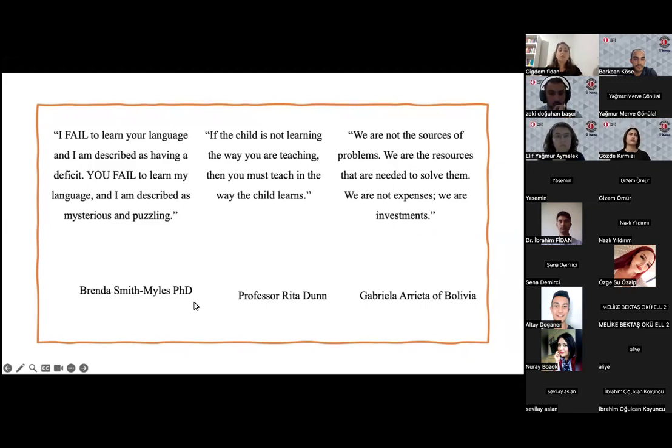You fail to learn my language, and I'm described as mysterious and puzzling. And Professor Rita Dunn again says, if the child is not learning the way you are teaching, then you must teach in the way the child learns, right? And finally, Gabriela Arrieta of Bolivia, who is also an individual with disabilities, says that we are not the sources of problems, we are the resources that are needed to solve them. We are not expenses, we are investments. So this is really important.